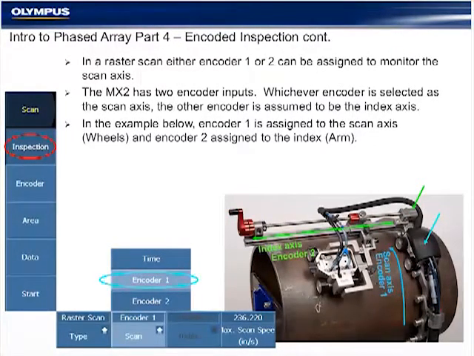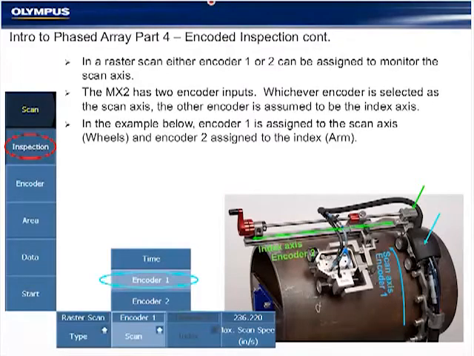It must redefine how we do the area. Instead of just on the scan axis, we must define it on the scan and index axes. And it must also account for the size of the probe inside the total aperture of the phased array.